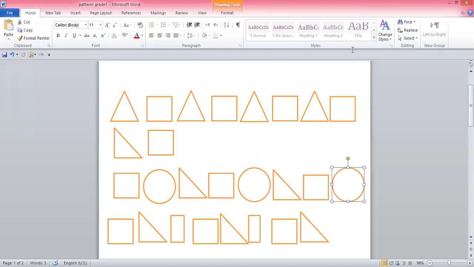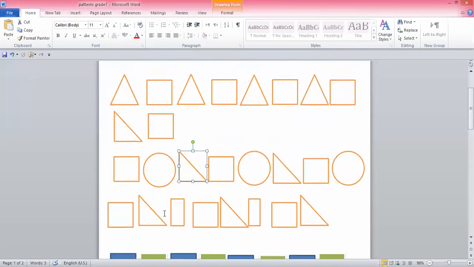If I ask you after circle, which shape will come next? So you will say, sir, it will be triangle. If I ask you how do you know? So you will say, sir, because in the pattern after circle there is triangle.